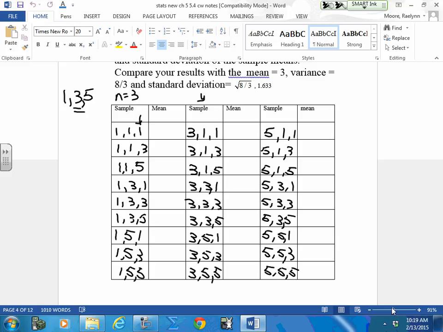Okay, now, to find the mean, you would add them up. I add up 1 plus 1 plus 1, and I divide by 3. So that's going to give me a 1. I'm going to do this all the way down. So I'm going to give you the samples, the sample mean. Because it's divisible by 3, it's not happening nicely. Okay, that's the first row. I should have written this in a different color, probably.